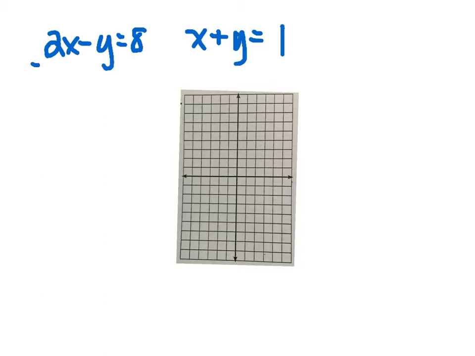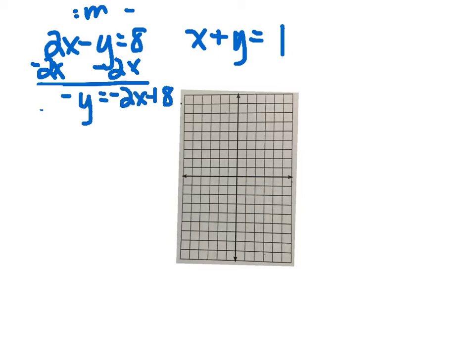It is y equals mx plus b. Hopefully you remember that well enough. So minus 2x from both sides. That gives me negative y, or the opposite of y, is negative 2x plus 8. And from there I know that if the opposite of y is negative 2x plus 8, then y is 2x minus 8. It's the same thing as multiplying the whole equation by negative 1.